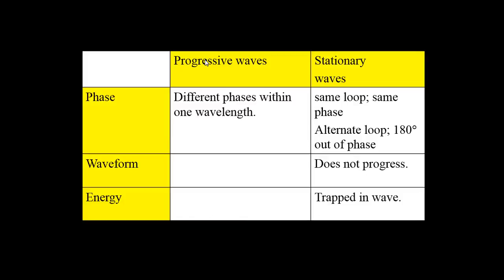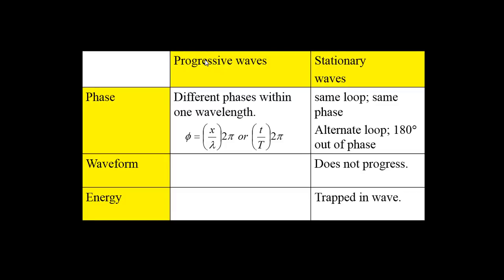For phase, in a progressive wave, all the particles within one wavelength will have different phases. Whereas for stationary waves, within the same loop or same segment, they all have the same phase. The alternate loop will have a phase difference of 180 degrees, out of phase.